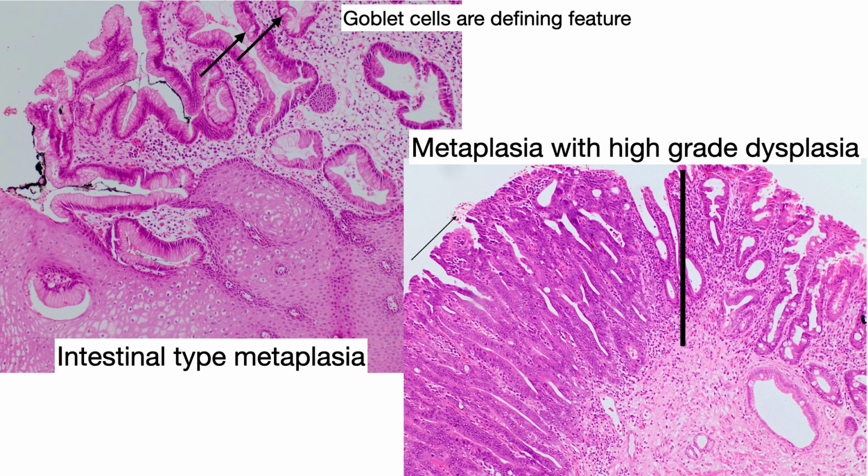So remember, Barrett's esophagus is a metaplasia. It's a change in the type of epithelium based upon the stressor, the gastric acid that's there. But metaplasia leads to dysplasia. Dysplasia leads to carcinoma. So the top left is the intestinal type metaplasia. It says goblet cells are the defining feature. At the black arrows, you can see some goblet cells. The bottom right of it shows dysplasia.